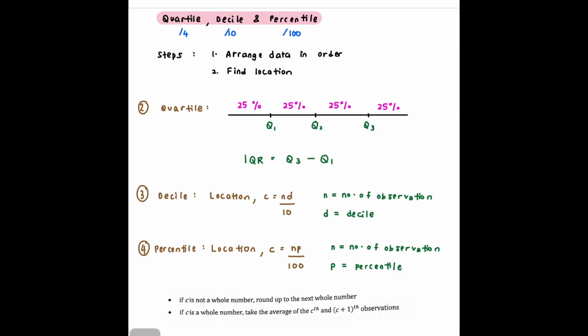And then we have also the calculation of interquartile range, IQR. How to find IQR? Q3 minus Q1.